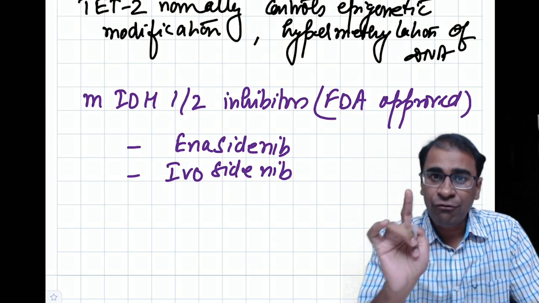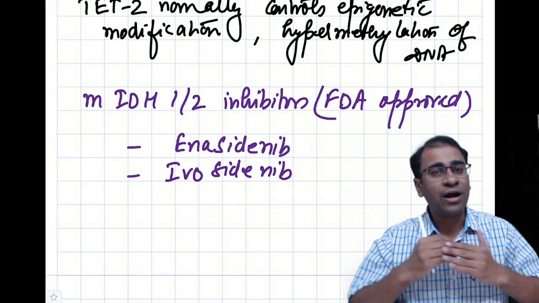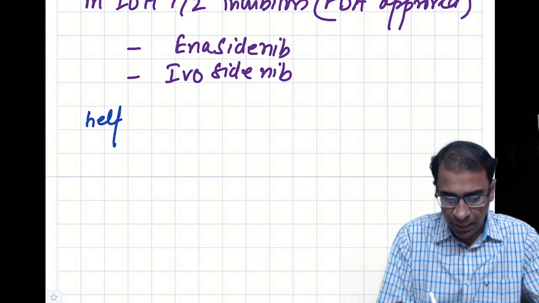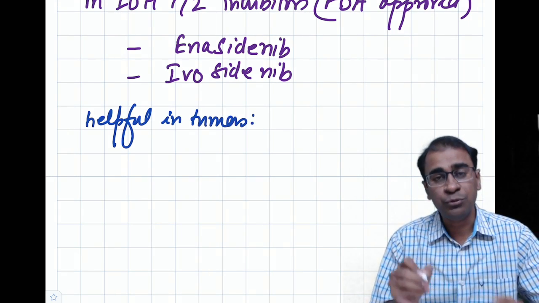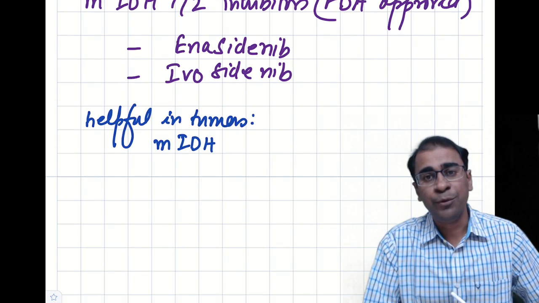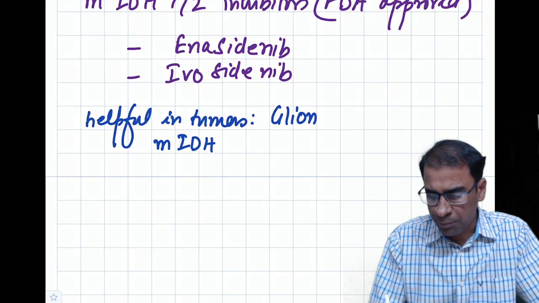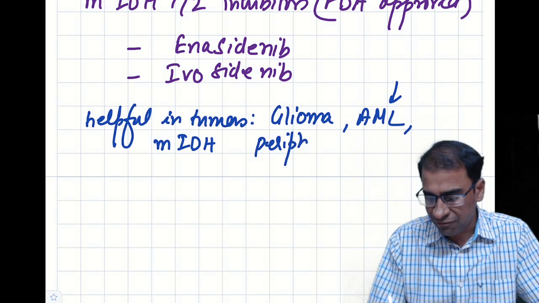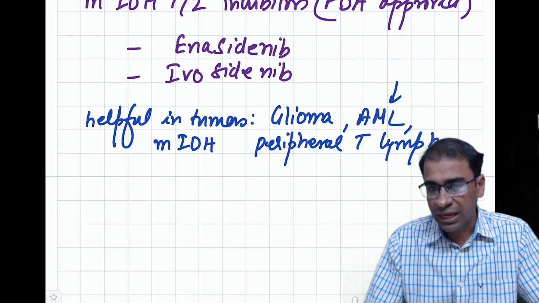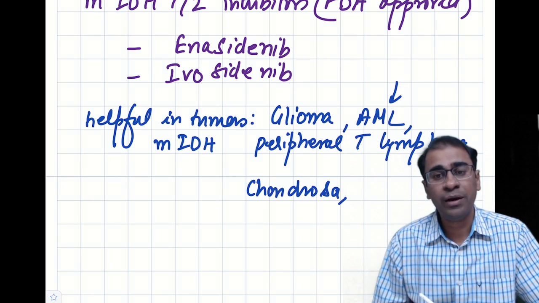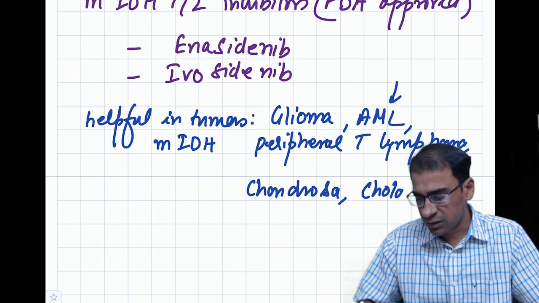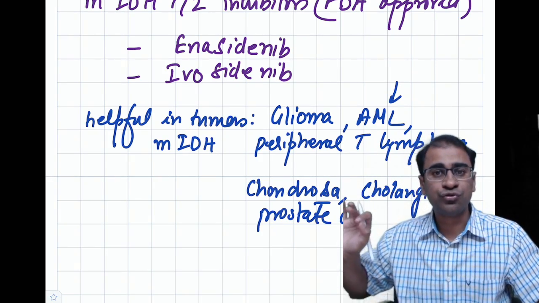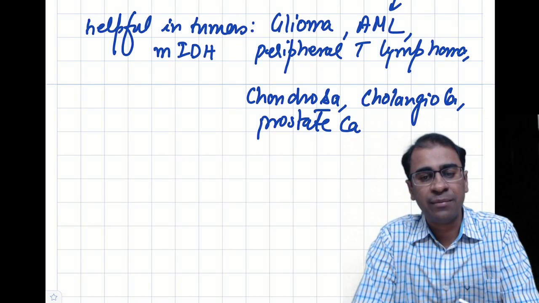Remember, only mutated IDH. Therefore, we say a mutated IDH has a better prognosis compared to an unmutated or wild type of IDH. Which are those cancers? They are helpful in some tumors which have the mutant IDH mutation. These are gliomas, which I'll tell you a bit about separately, AML, again very important, peripheral T cell lymphoma, chondrosarcomas, cholangiocarcinomas, and also prostate cancers. So these drugs are being used to treat all these tumors nowadays.